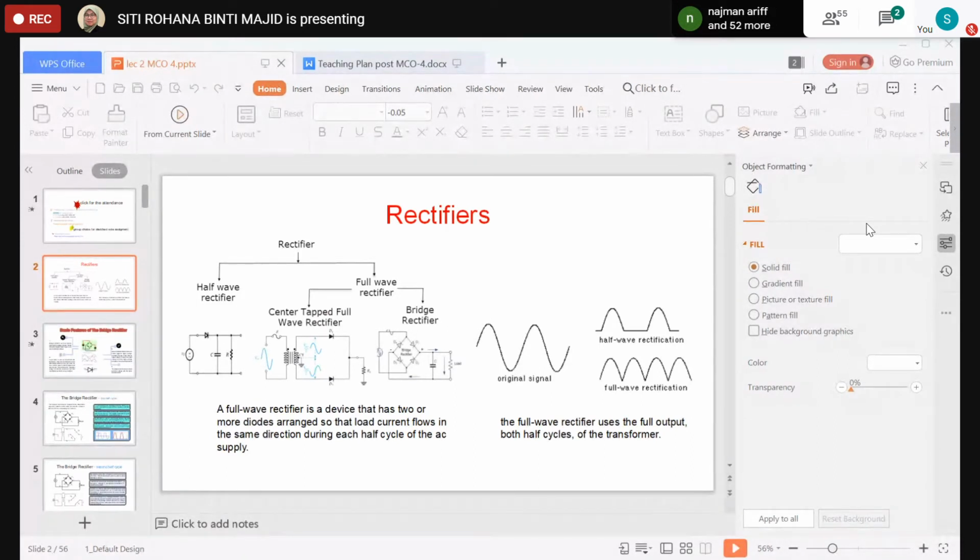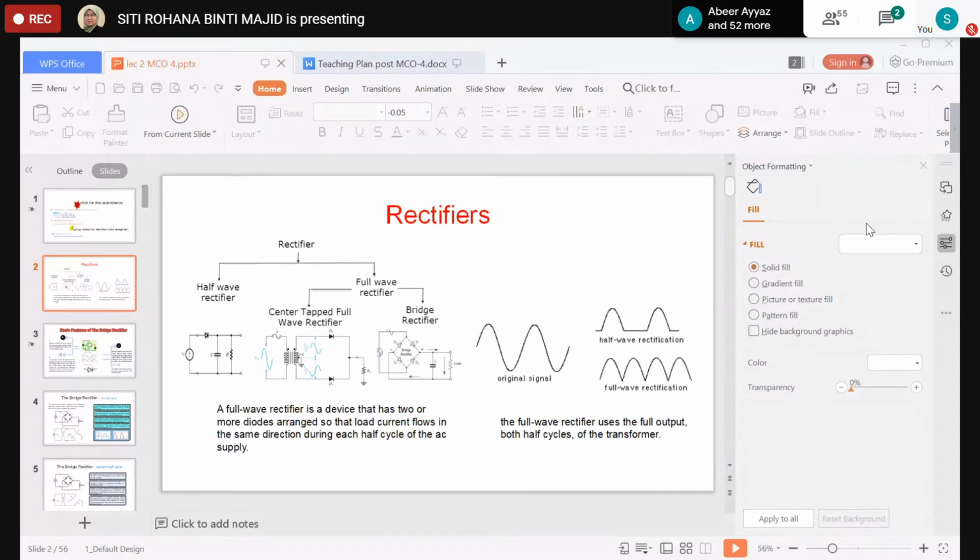This is the AC supply. We can redraw this diagram and convert it into this diagram, where we have point A for the positive and point B for the negative.